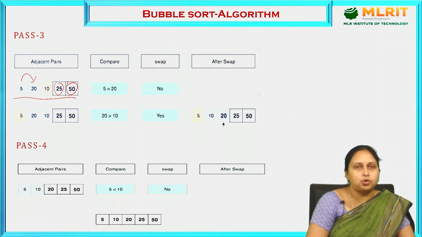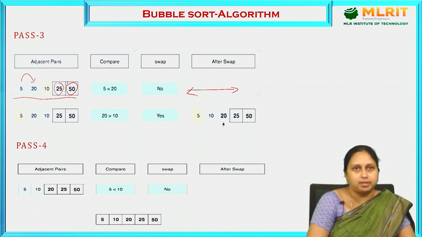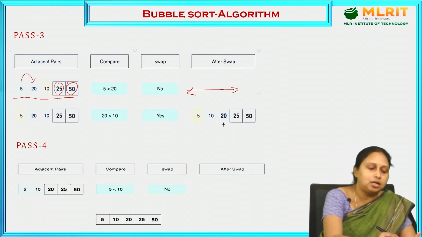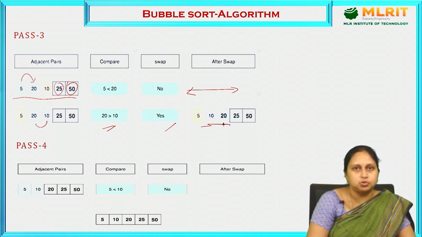5 is less than 20. Yes, the condition fails here, so we are not going to perform any swapping. No swap is required. Now compare the next two adjacent elements. The next two adjacent elements are 20 and 10. Yes, 20 is greater than 10, so we are going to perform the swapping. 10 and 20 are swapped.